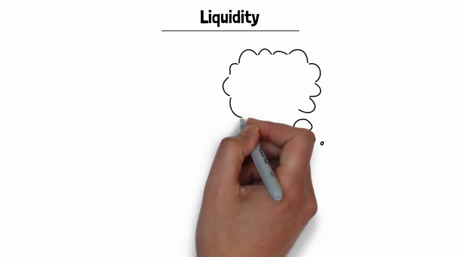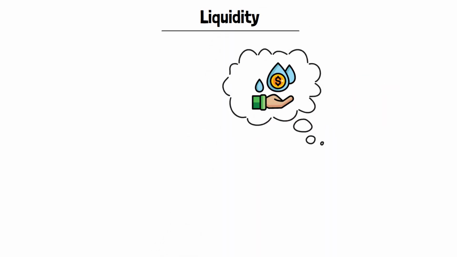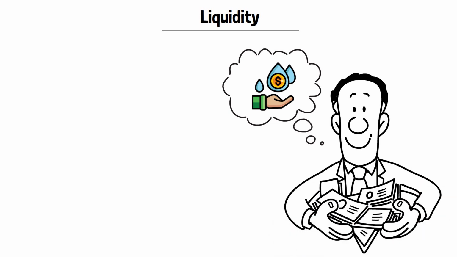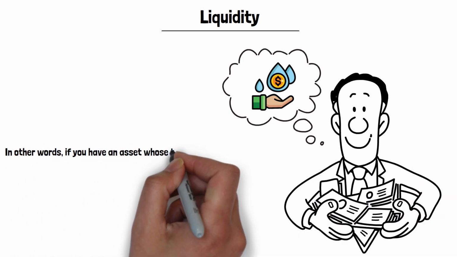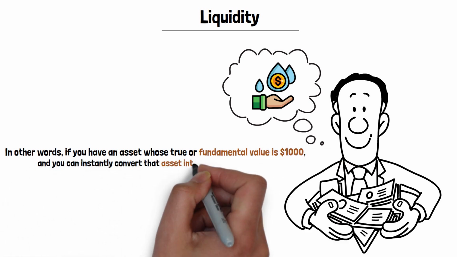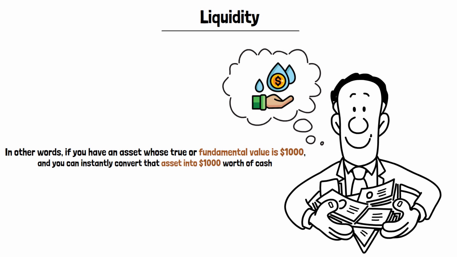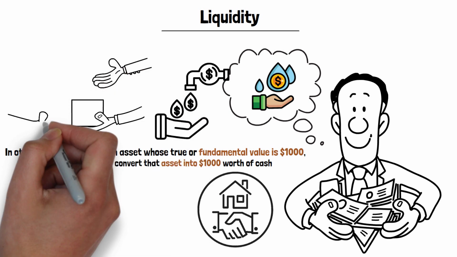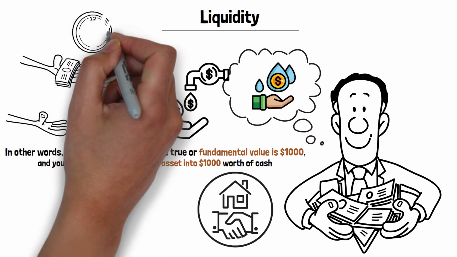Liquidity refers to how quickly you can convert an asset into cash while also maintaining price stability. In other words, if you have an asset whose true or fundamental value is $1,000 and you can instantly convert that asset into $1,000 worth of cash, then we think of the market for that particular asset as perfectly liquid. Cash is the most liquid asset, unlike real estate.